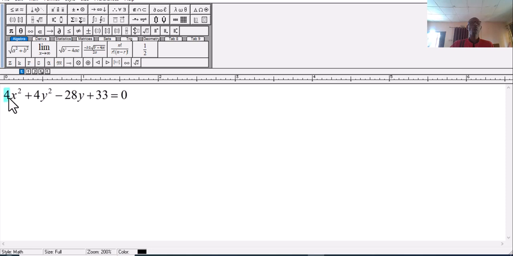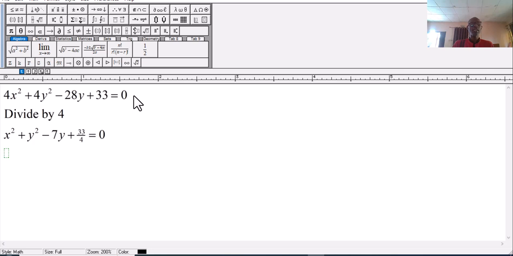So now we need to see how to go about solving this question. What you notice is that the coefficient of x squared and y squared is not 1. So the first thing we need to do is to find a way of reducing it to 1. So we divide through by 4. By the time we divide through, you have x squared plus y squared minus 7y plus 33 over 4 equals 0.